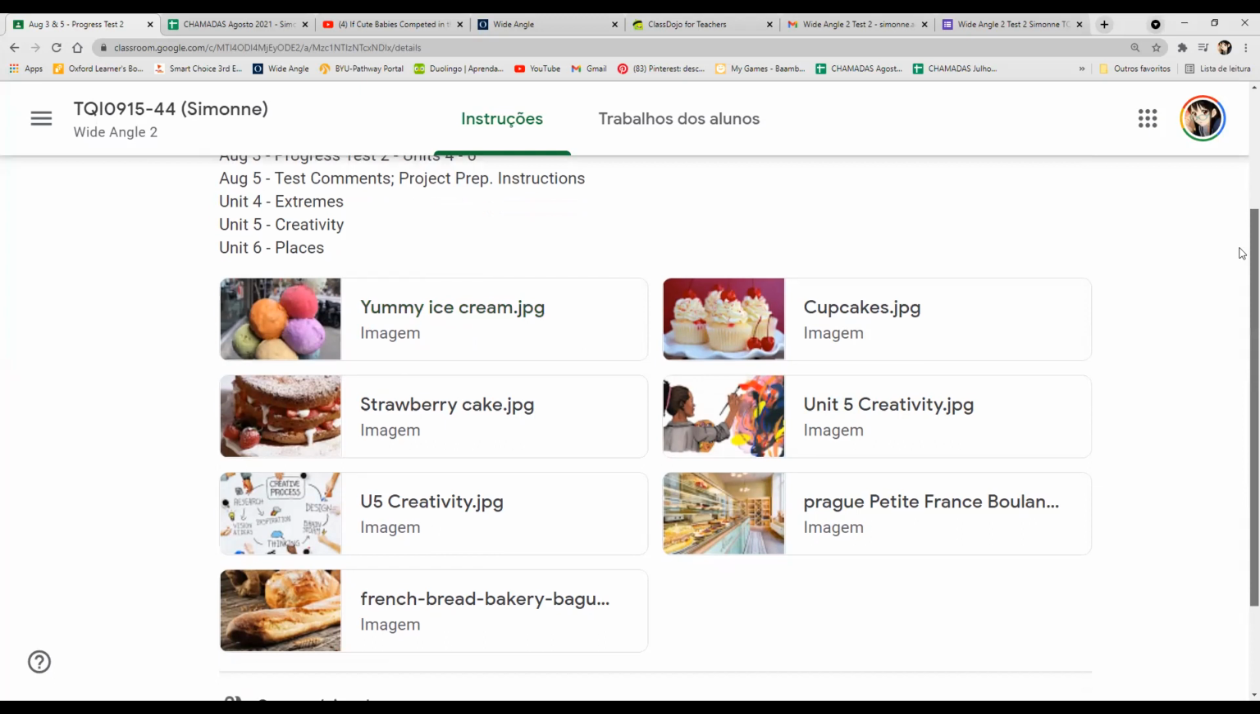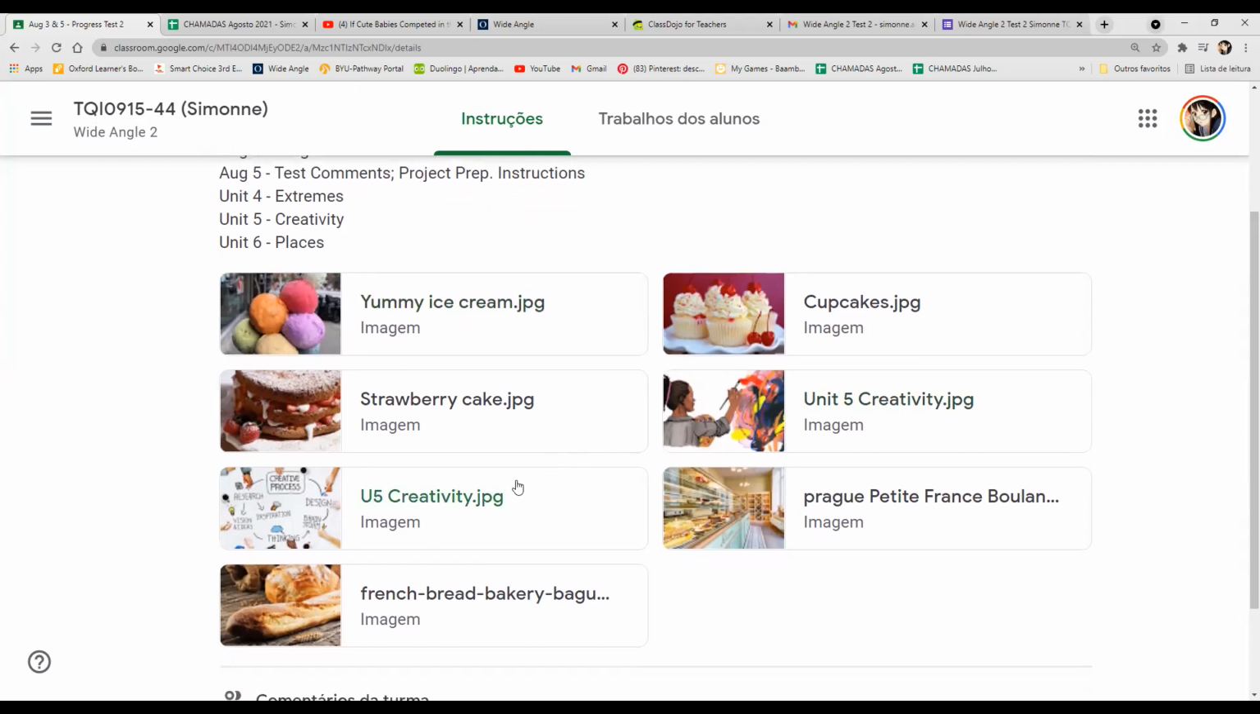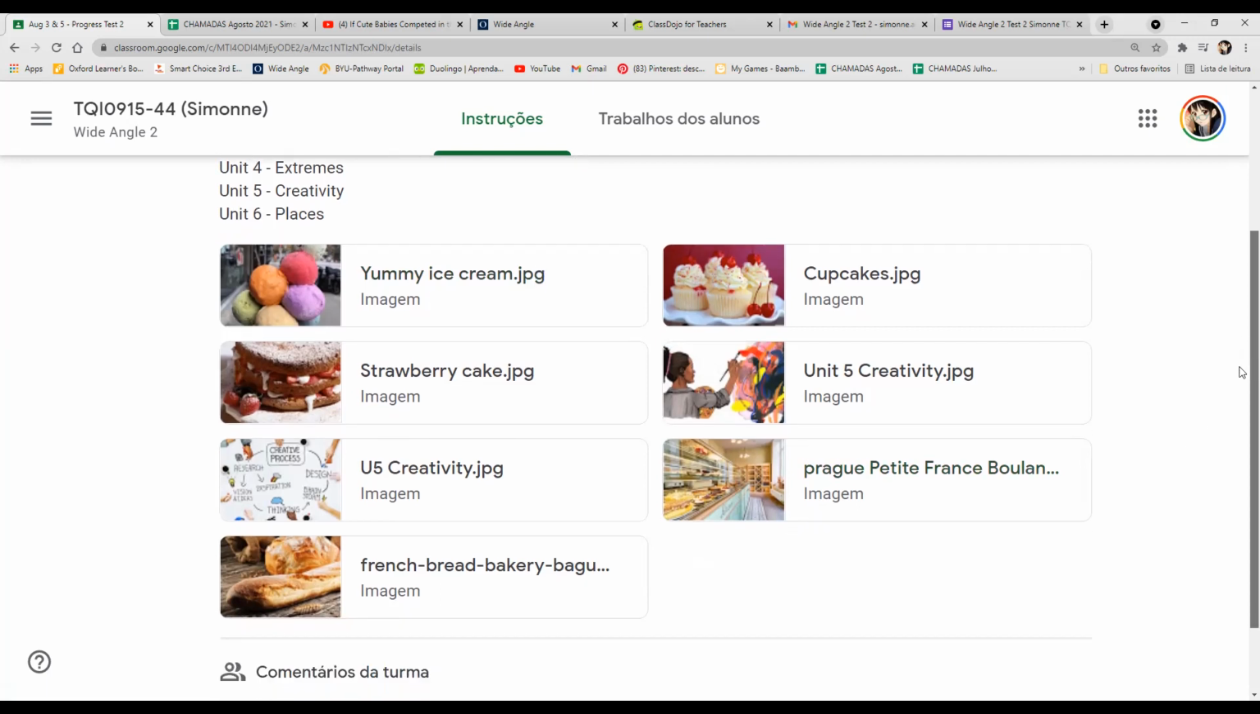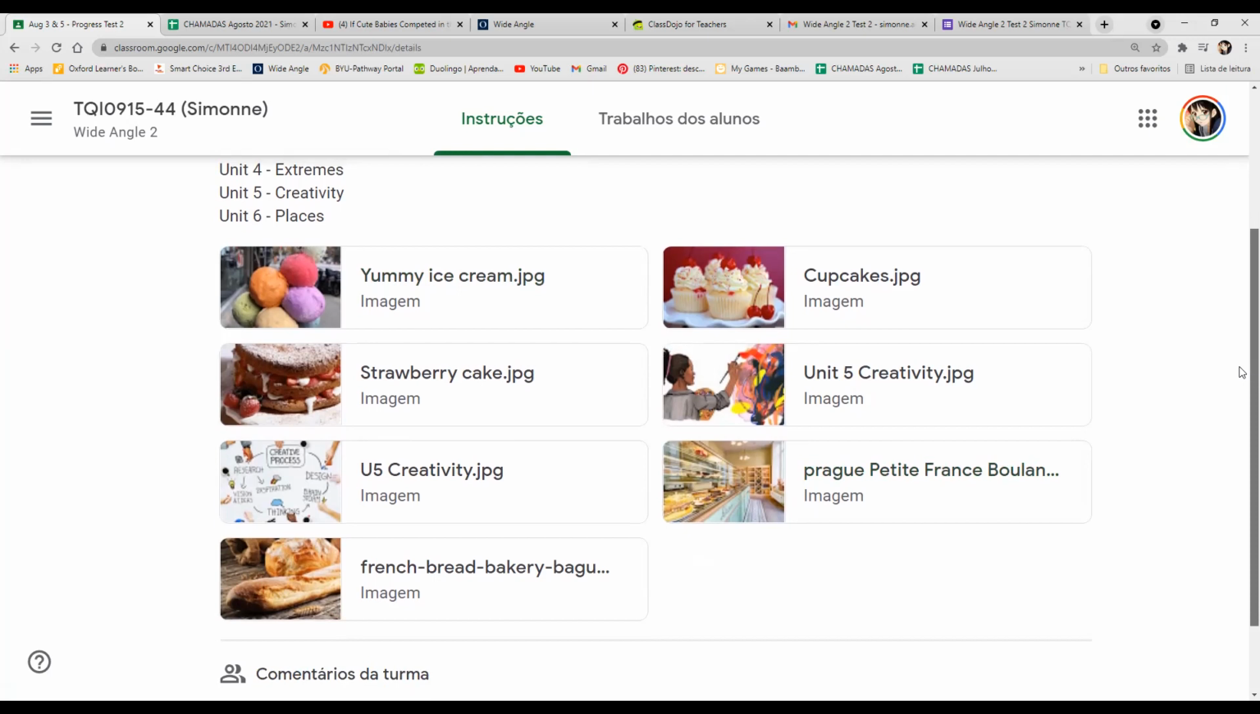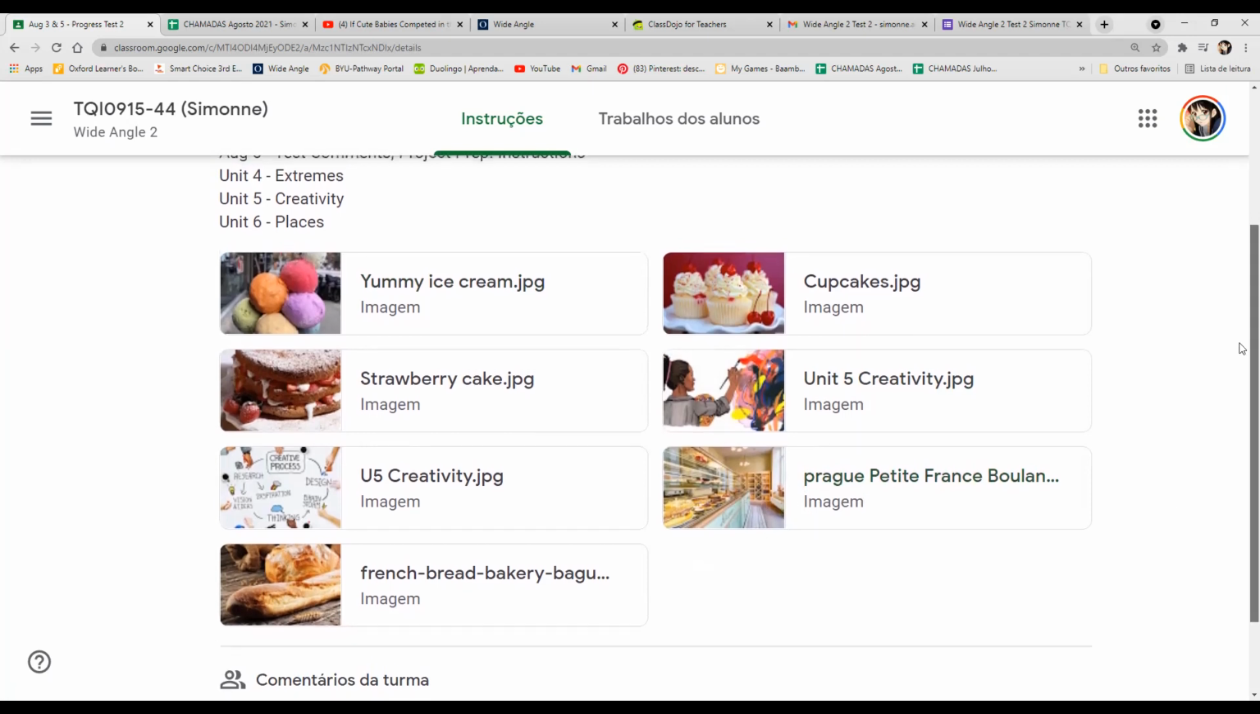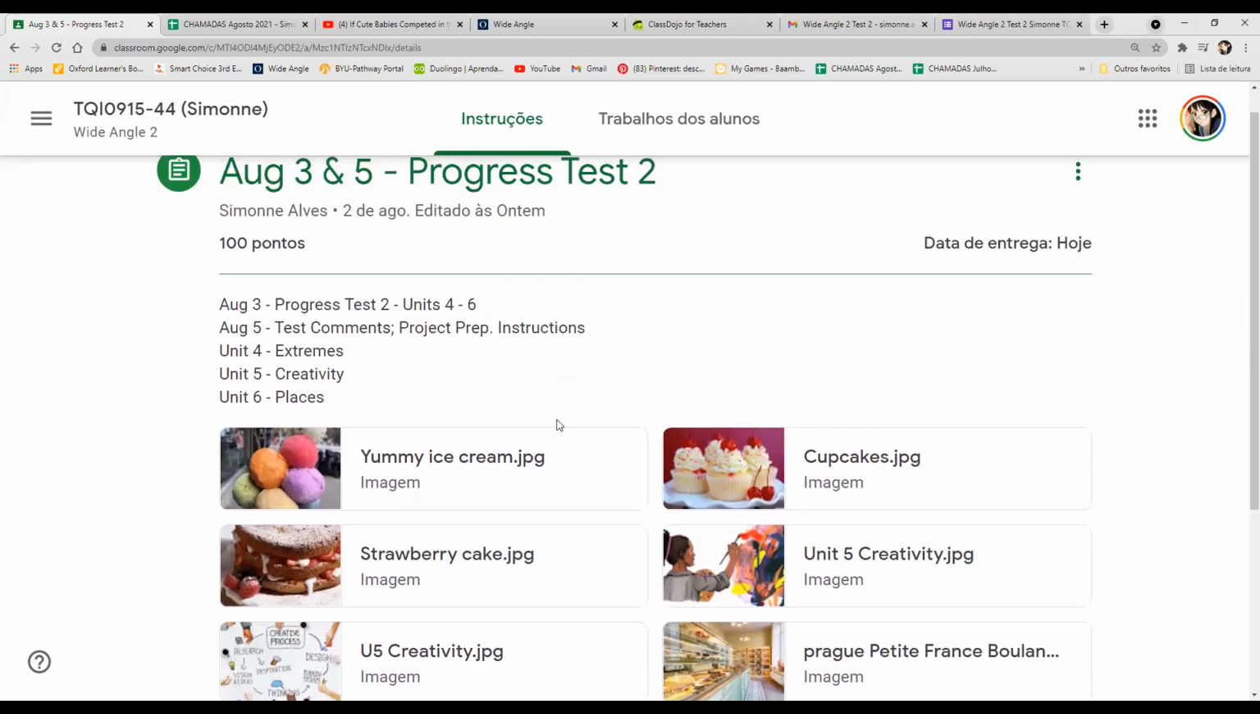Then unit 5 talked about creativity. So you have some illustrations here. And also unit 6 talked about places, especially places in the neighborhood. And I put here examples of bakeries, right? Which is like one of my favorite places in the neighborhood, the bakery. This is a bakery in Prague, Europe. Okay. So it's only for you to get inspired to think about your project.